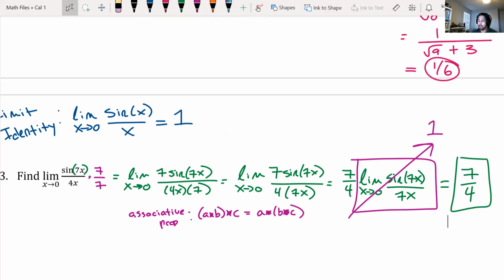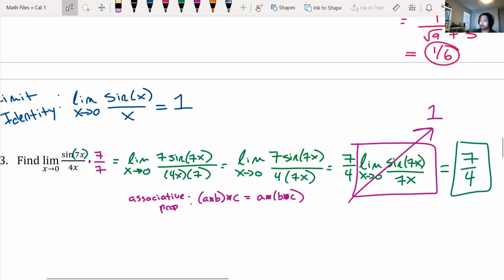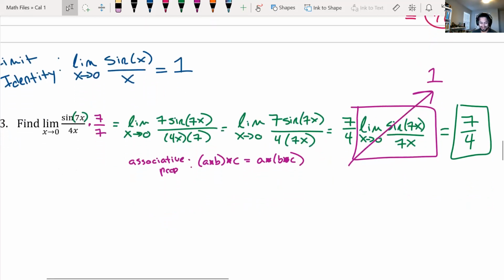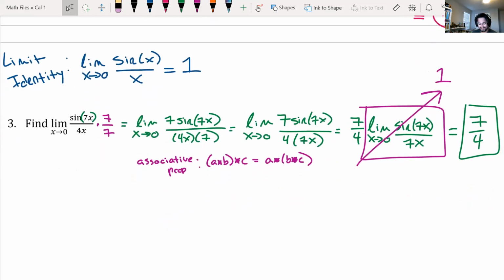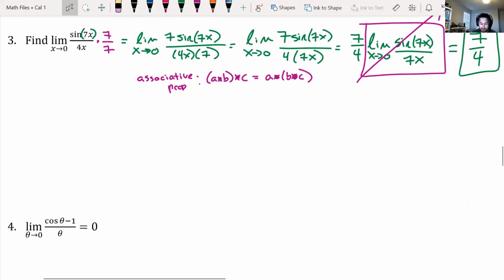All right. Any questions on that one before moving on? Did it look like magic? Yes. It definitely was. Newton was a wizard.